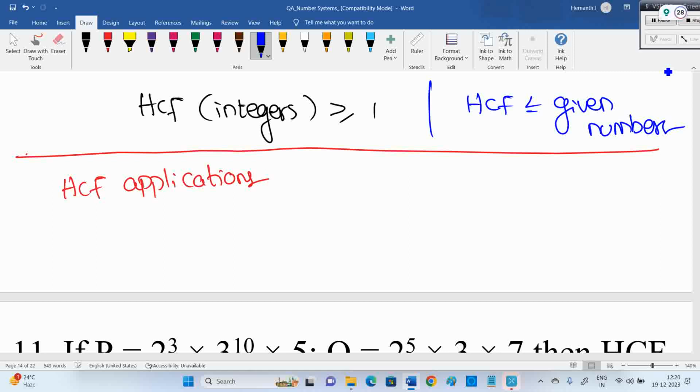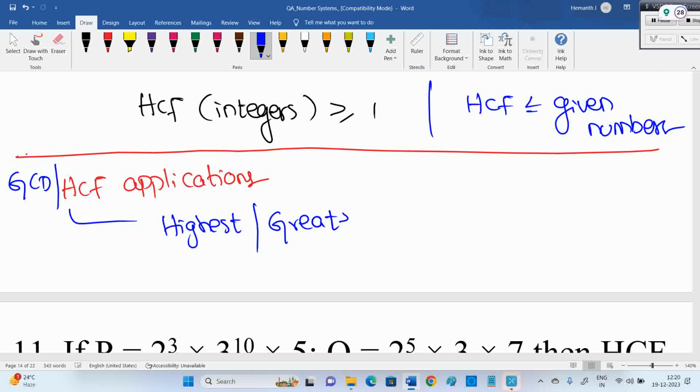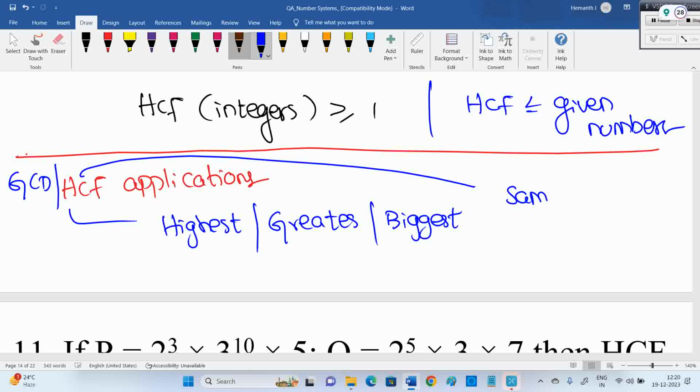And again, our application is highest, greatest. H is highest. HCF is also called GCD, where G stands for greatest. Sometimes they use the word biggest. C stands for common. You can see in the questions words like same, equal. Common is nothing but same, equal. So when you see greatest, highest, biggest and same, equal, then you think about HCF.